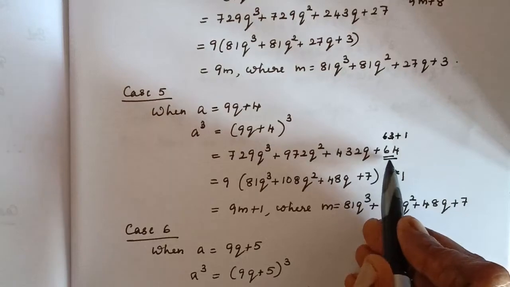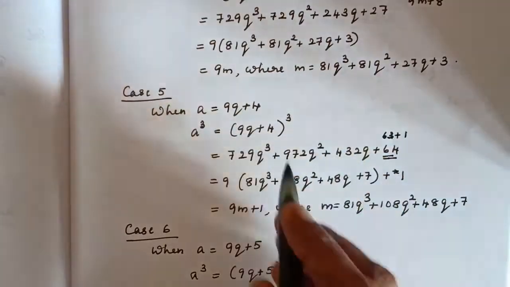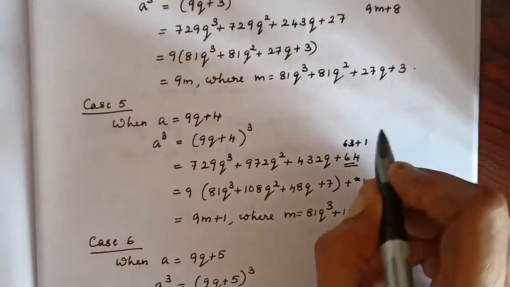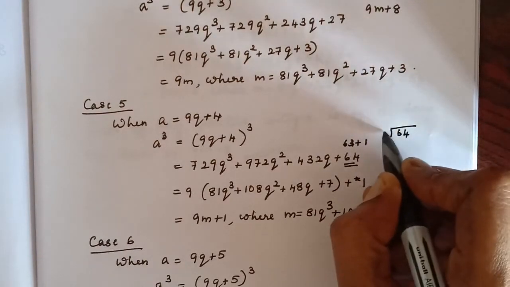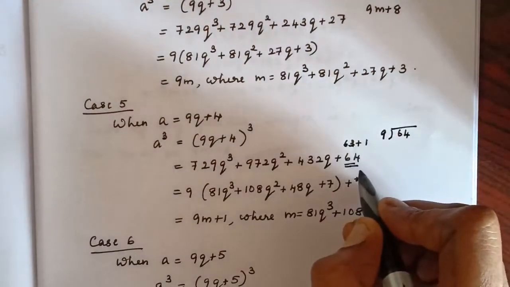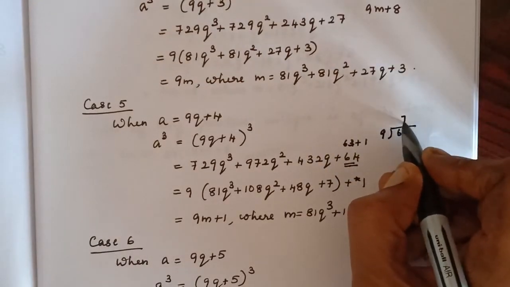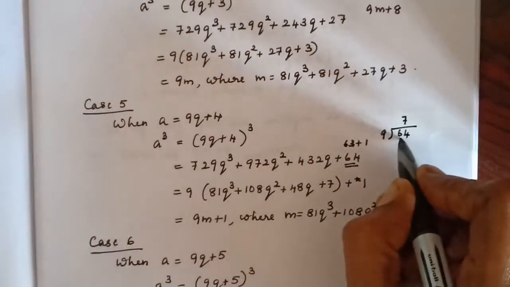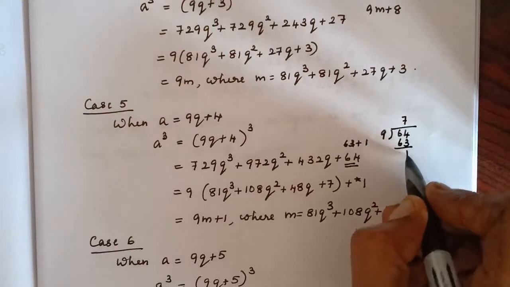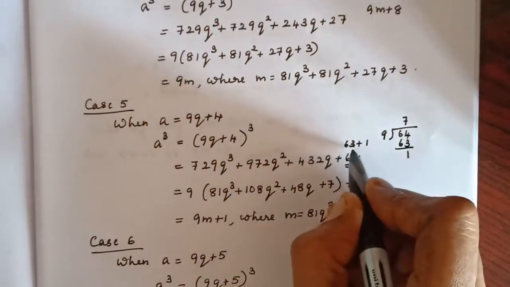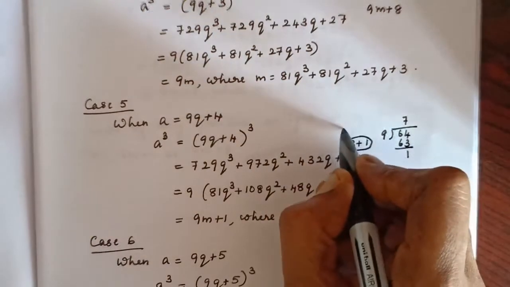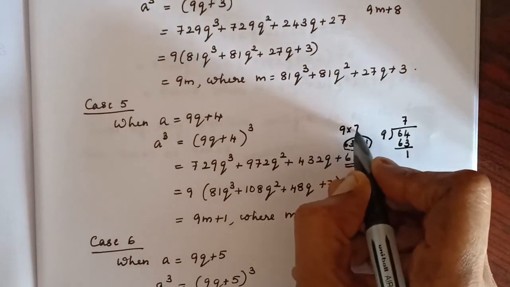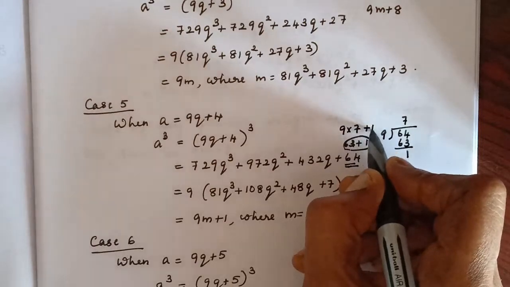When you get a number greater than 9, the easy way is that you can divide it by 9. When you divide it by 9, you will get 9 sevens are 63. So the remainder is 1. Instead of writing like this, we will write this as 9 into 7 plus remainder 1.